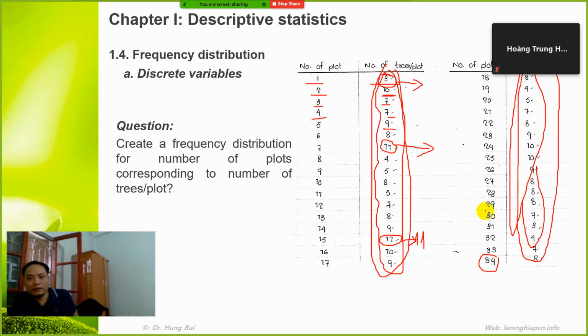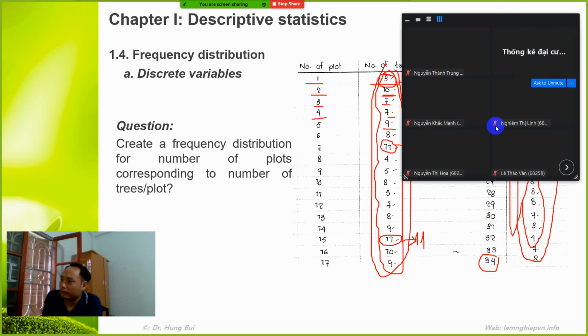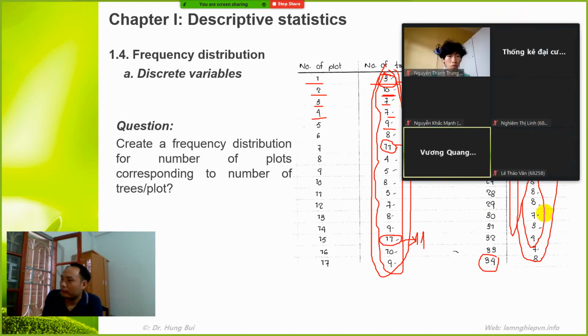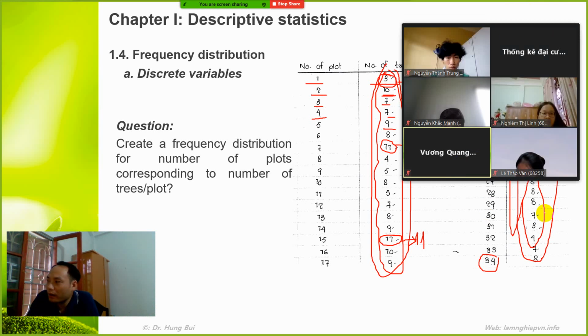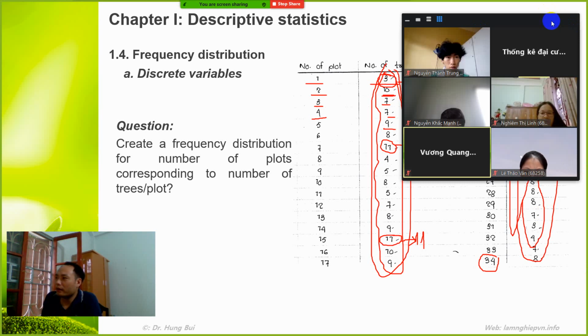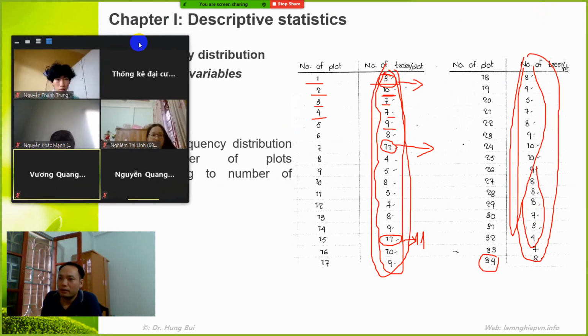Do you finish? Try. Guys, do you understand? Ai ơi, do you understand?